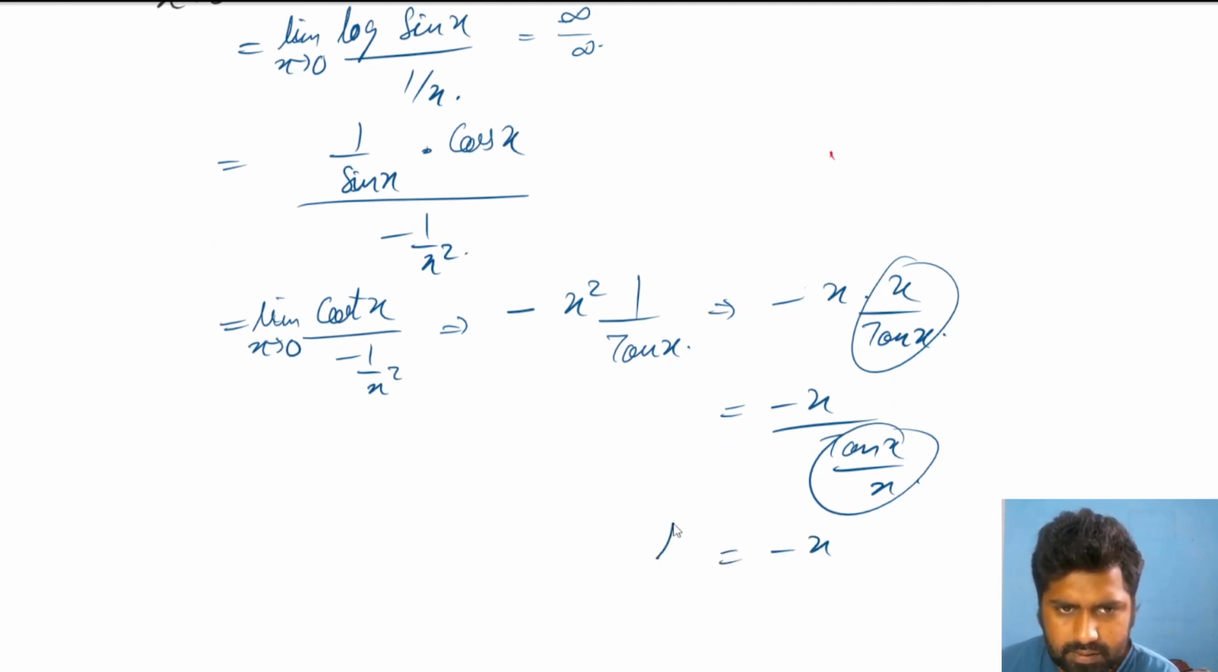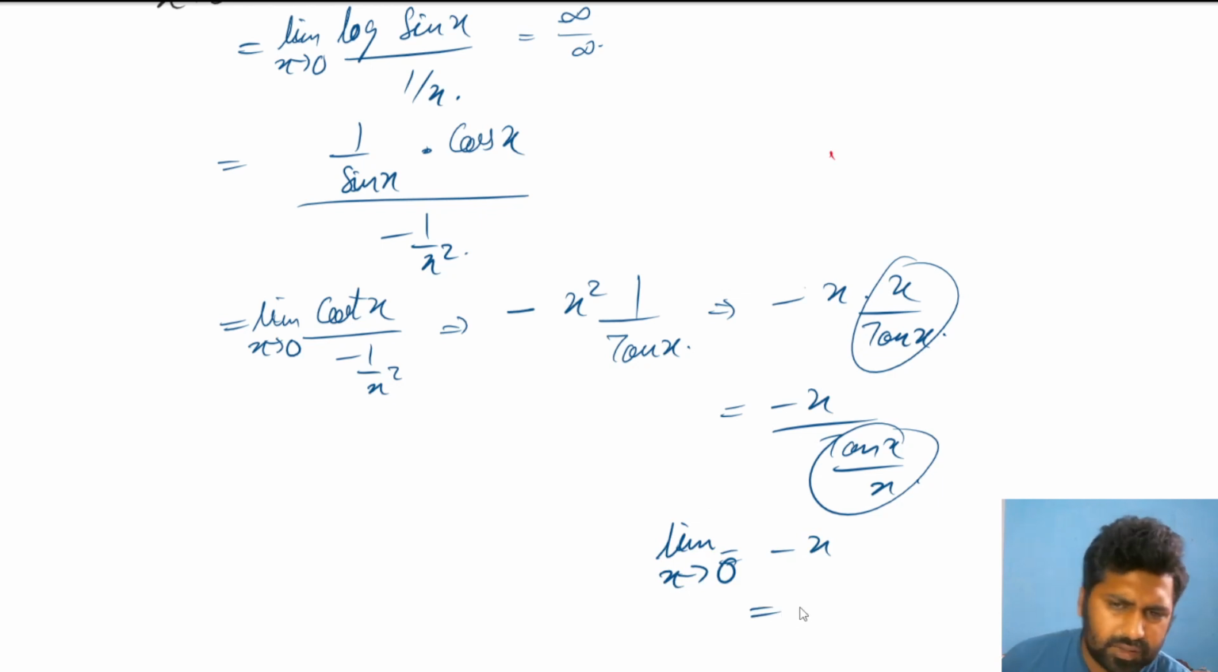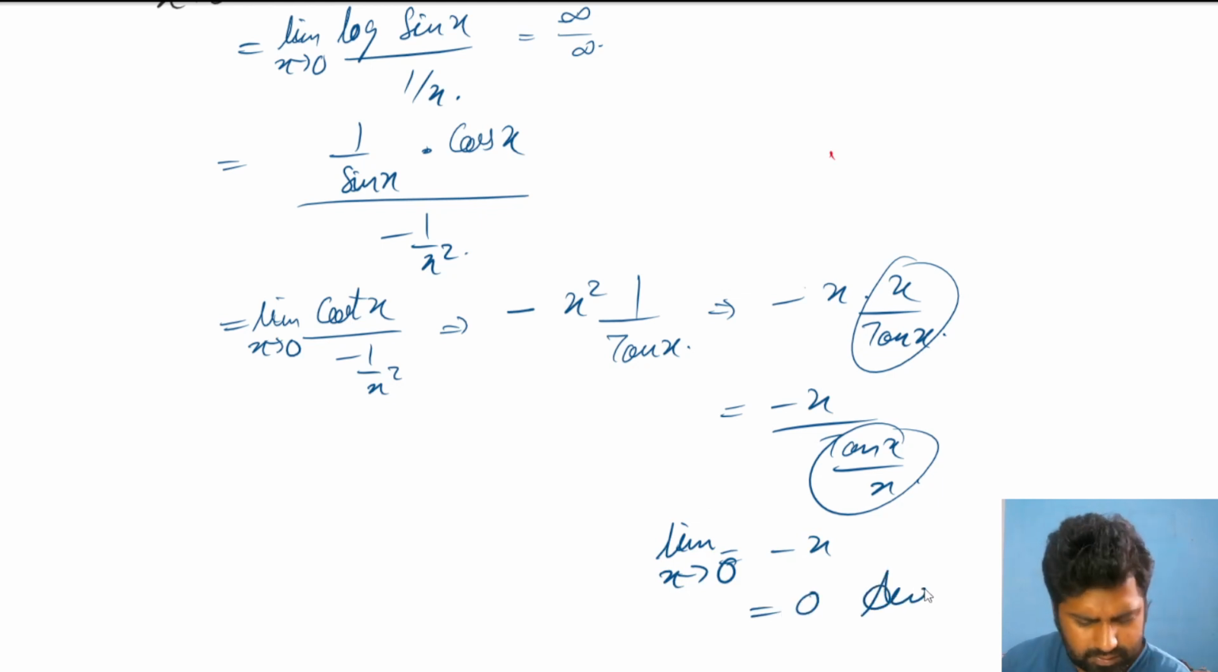So minus limit is still x tending to 0 minus x. Now I think we can do direct substitution. So putting x directly as 0, we get minus 0. There is no such thing as minus 0. So 0 is the final answer.